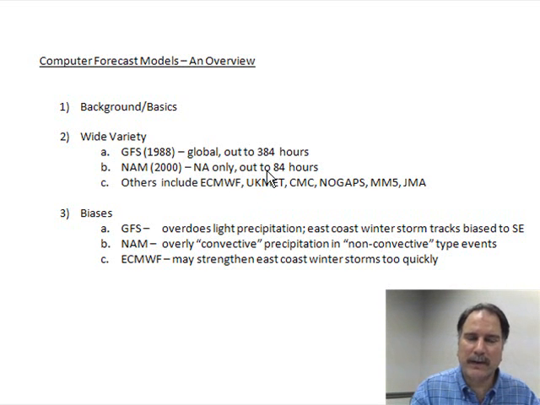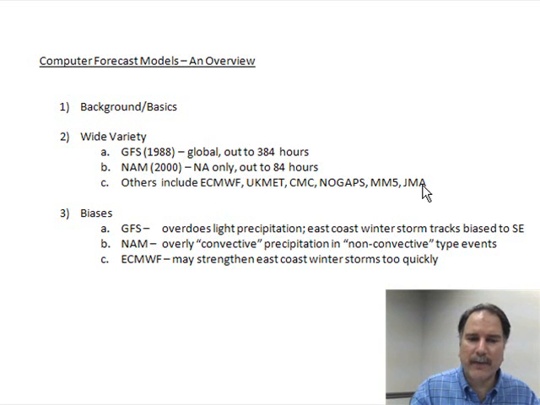Now, again, some of these have different time steps. Typically, the GFS and NAM models are run every 6 hours, and the GFS model goes out 16 days, all the way out to 384 hours, whereas the NAM model currently goes out to 84 hours.